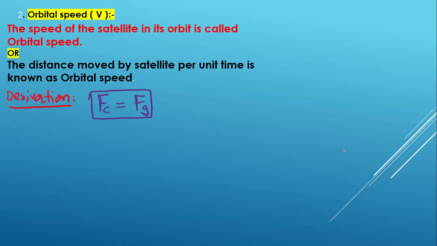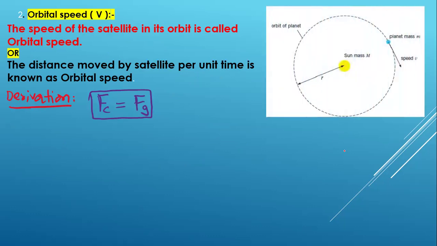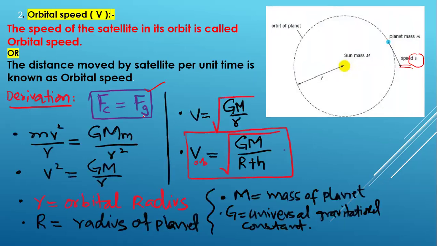What is orbital speed? It is the speed of the satellite in its orbit, or we can say the distance moved by the satellite per unit time is known as orbital speed. So I'm talking about this orbital speed. Again, you have to use Fc equal Fg, and for Fc I am using mv square by r now. Why? Because I have to find orbital speed v.